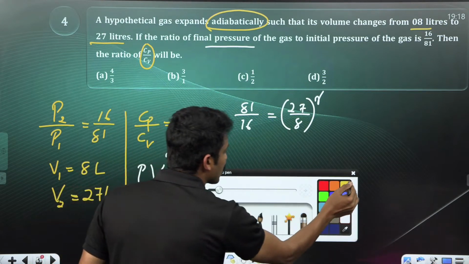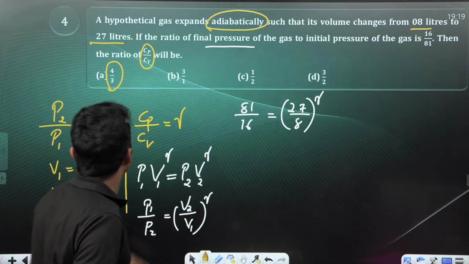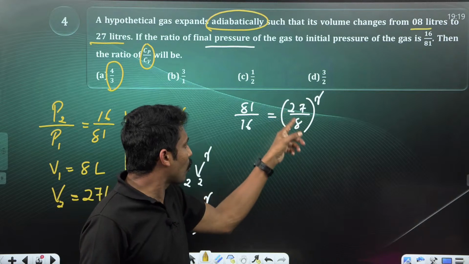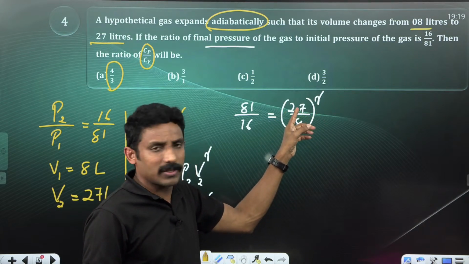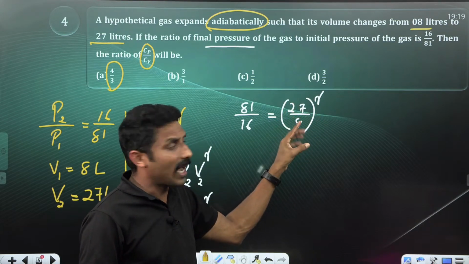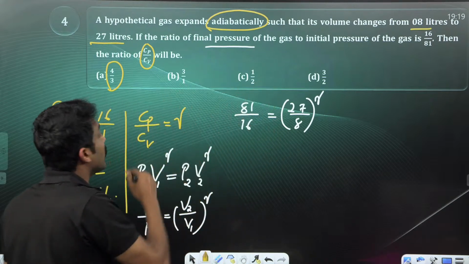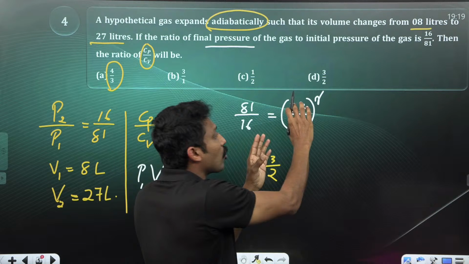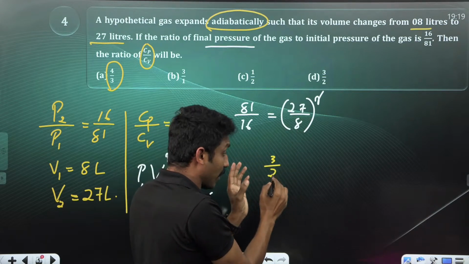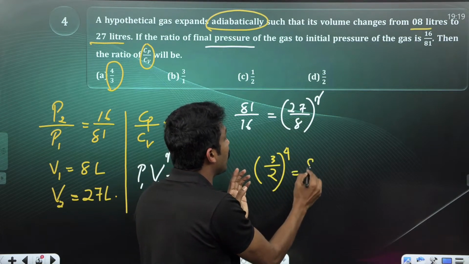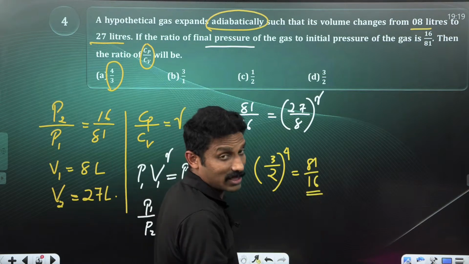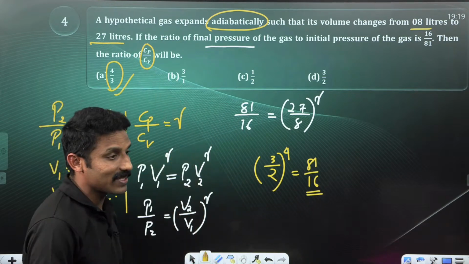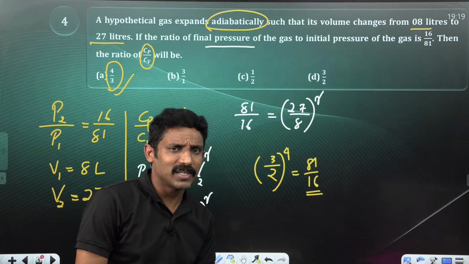Now we can check the first option, 4 by 3. If it is 4 by 3, it means the cube root of 27 by 8. The cube root of 27 by 8 is 3 by 2, and then 3 by 2 raised to 4 is 81 by 16 only. So the answer is the first one only. 4 by 3 is the answer. Understood? It's very simple. Clear?